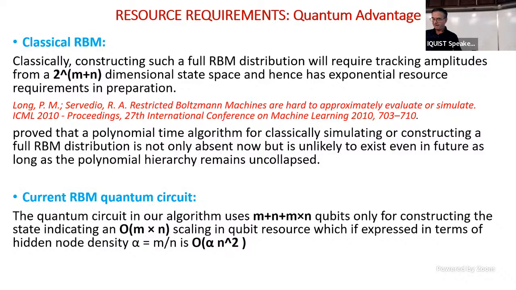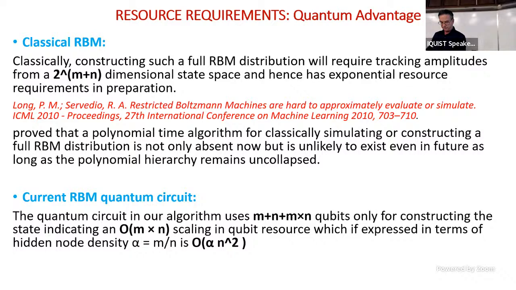So you can ask, we do the sampling with this, and I showed you the sampling goes like M times N, because this is the coupling between M in the hidden and N in the visible, whereas back in 2010 they showed that classically you have to simulate 2 to the M plus N configurations. Here, this is only this part, not the whole algorithm from end to end. Just the sampling is quadratic in the number of nodes.